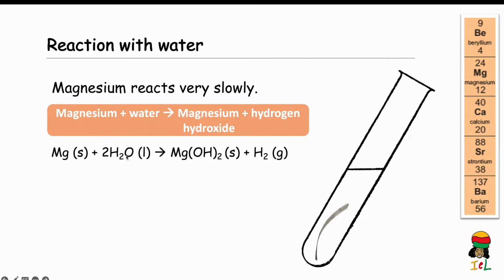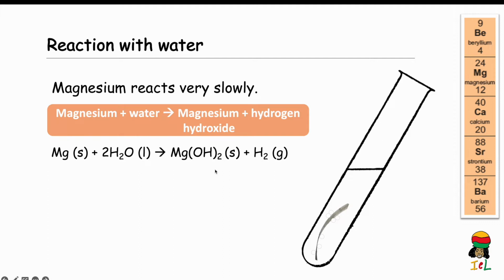Magnesium reacts very slowly with water to produce magnesium hydroxide precipitate or solid and hydrogen gas. If you look to the animation on the right of the screen, you'll notice the formation of colorless bubbles of hydrogen gas that are slowly released. Since the reaction is very slow, it will take a very long time before the white precipitate of magnesium hydroxide is formed.